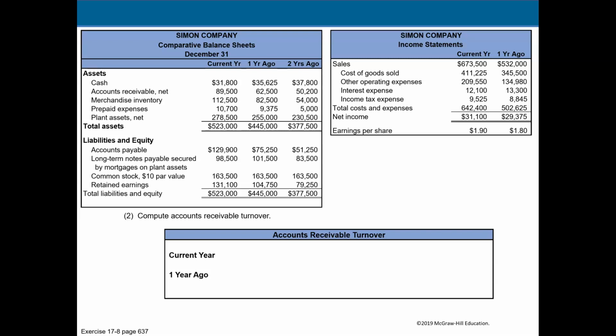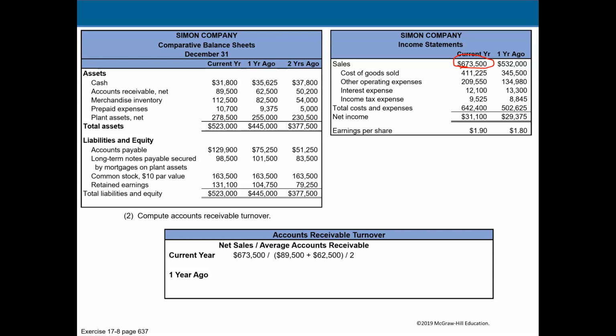Okay, accounts receivable turnover. Accounts receivable turnover is net sales divided by average accounts receivable. Net sales for the current year is $673,500. And then we want to divide it by the average accounts receivable for the current year. The average accounts receivable is going to be what they started the year with, the beginning, added to the ending, and then divide by 2.